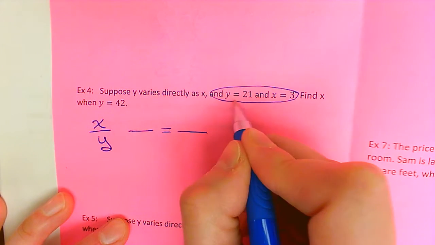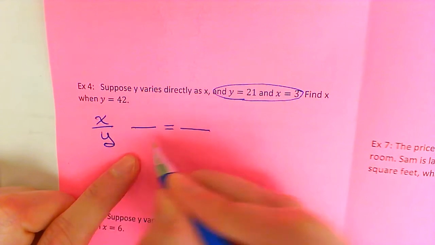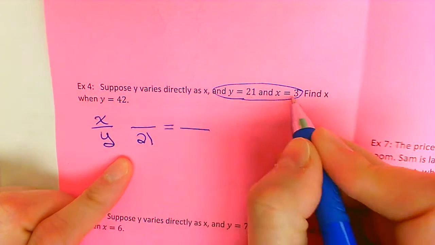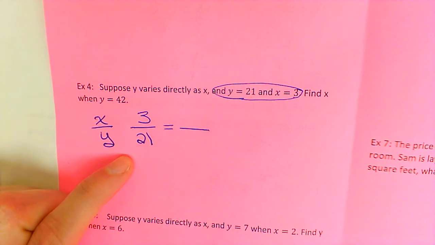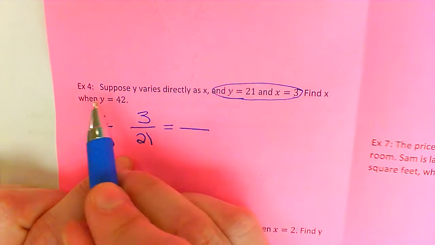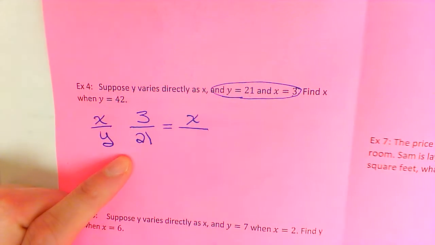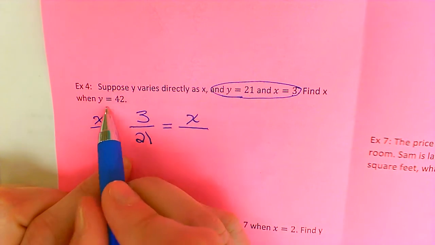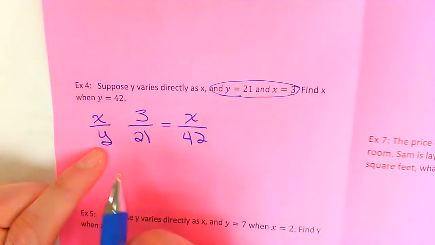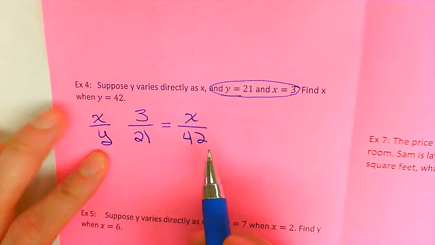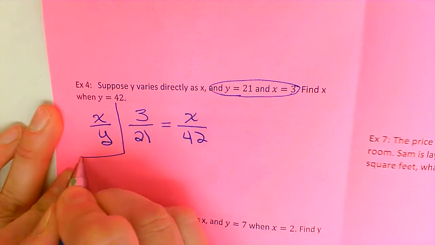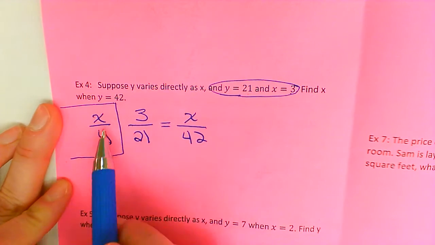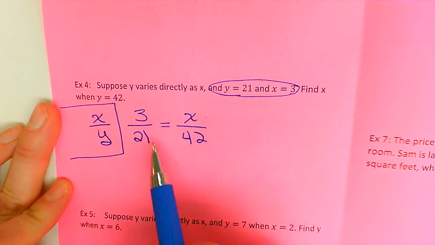Now these two are mentioned together, so they need to go in the same fraction. The y value is 21, the x value is 3, so I'm going to put it just like that. They said find x, so I don't know what my x is. That's the unknown when y is equal to 42, so I've got to line that up with the y value. Now I want to make this clear. This stuff over on the left, the x and y, was just to help you line up your equation.